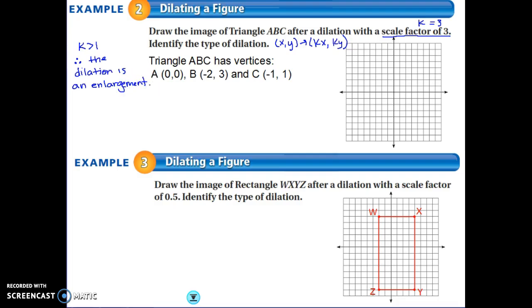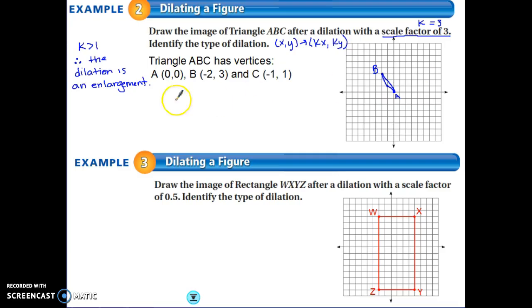We'll go ahead and first graph the original triangle ABC. A is here at the origin. The point B has the coordinates -2, 3. And the point C has the coordinates -1, 1. It's going to be a little bit difficult to see this triangle because the points line up so closely, but it's going to look something like this.